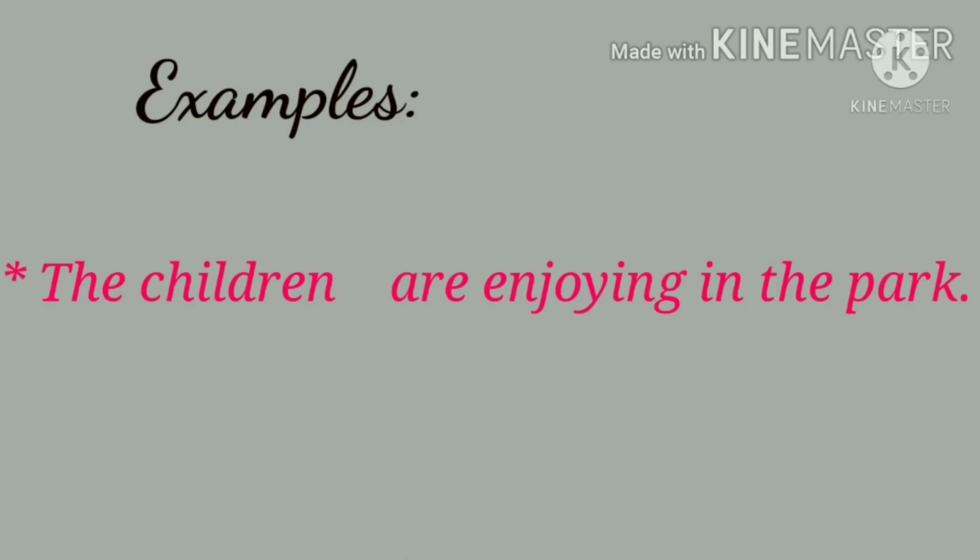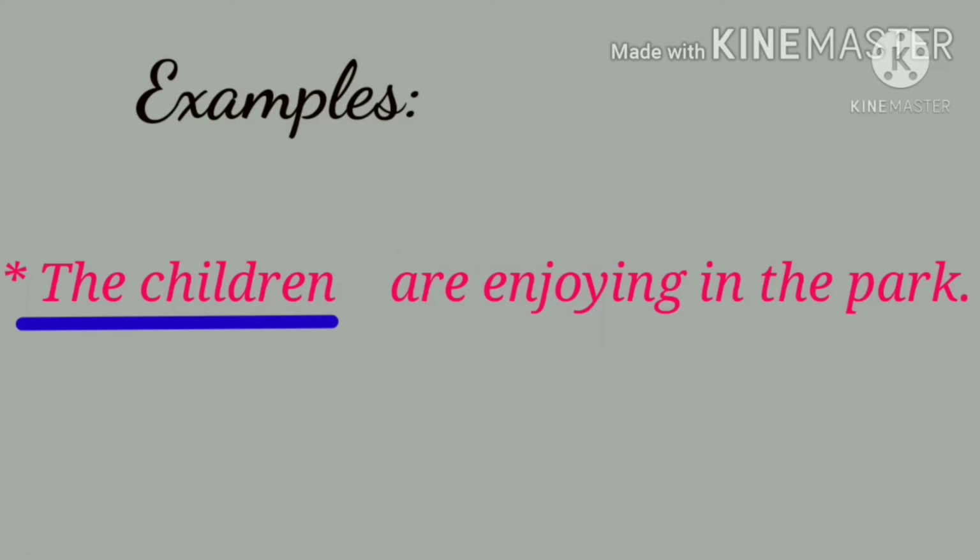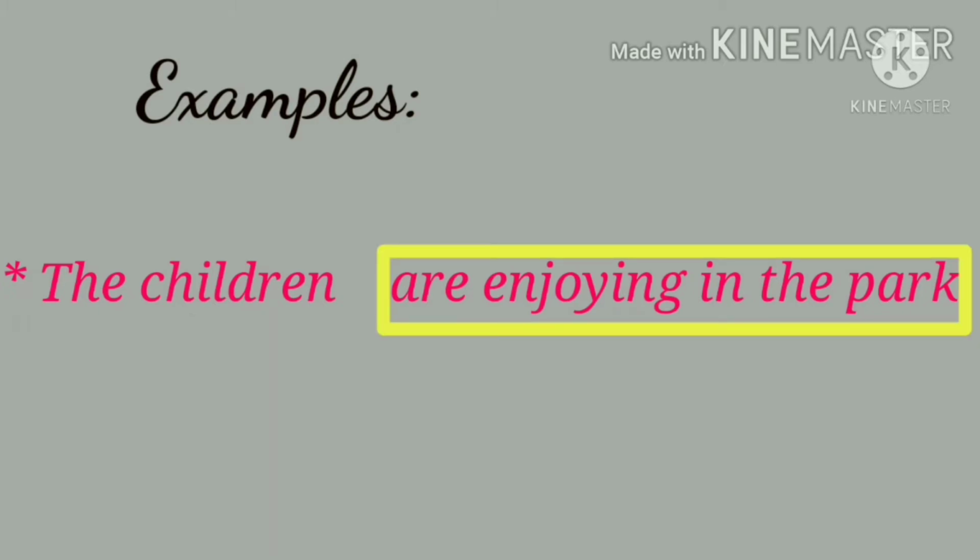Look at these following examples. The children are enjoying in the park. Here, verbs are and enjoying. Who are enjoying in the park? The children. Here, the subject is the children. Are enjoying in the park is predicate.